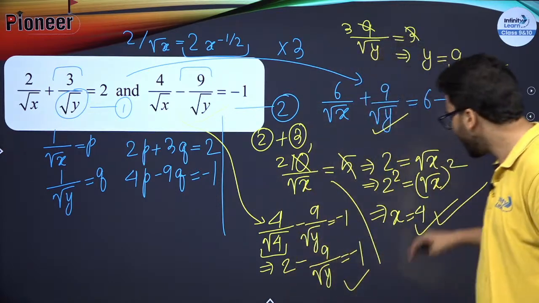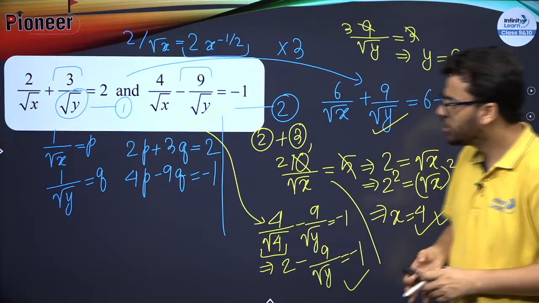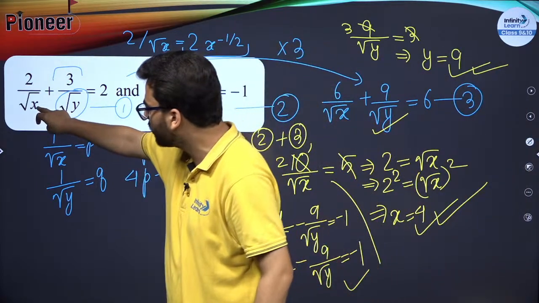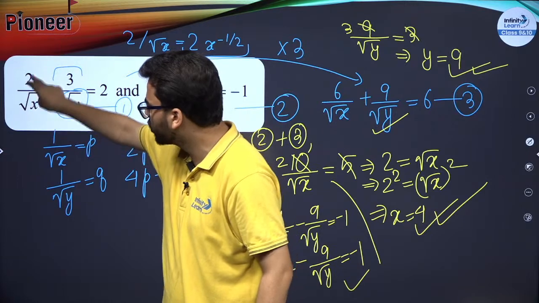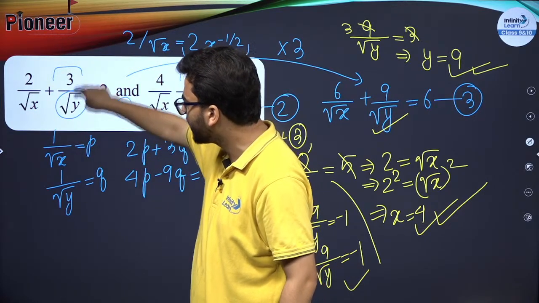You can verify your answer as well. If you put y is equal to 9 and x is equal to 4, you will satisfy. You see, if you put x is equal to 4, so root 4 is 2, so 2 by 2 is 1. If you put y is equal to 9, root 9 is 3, 3 by 3 is 1.